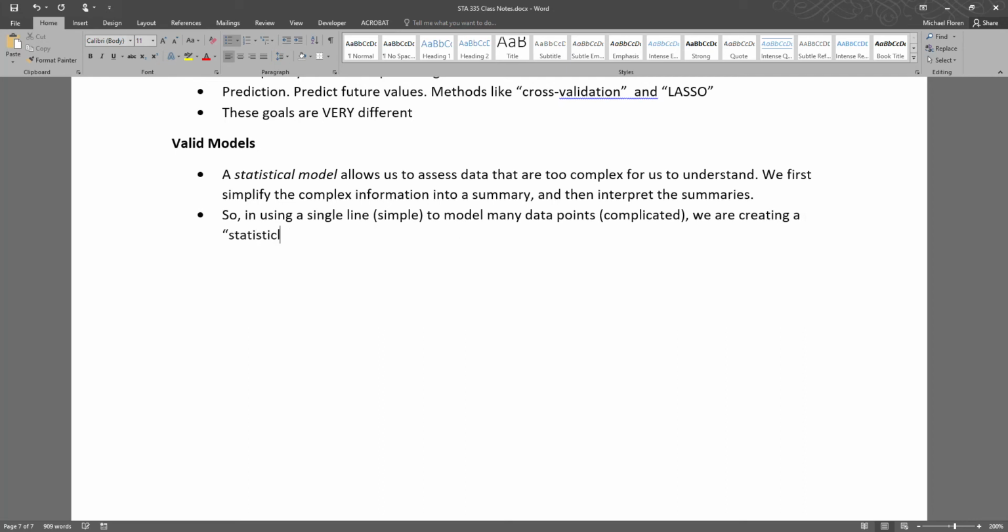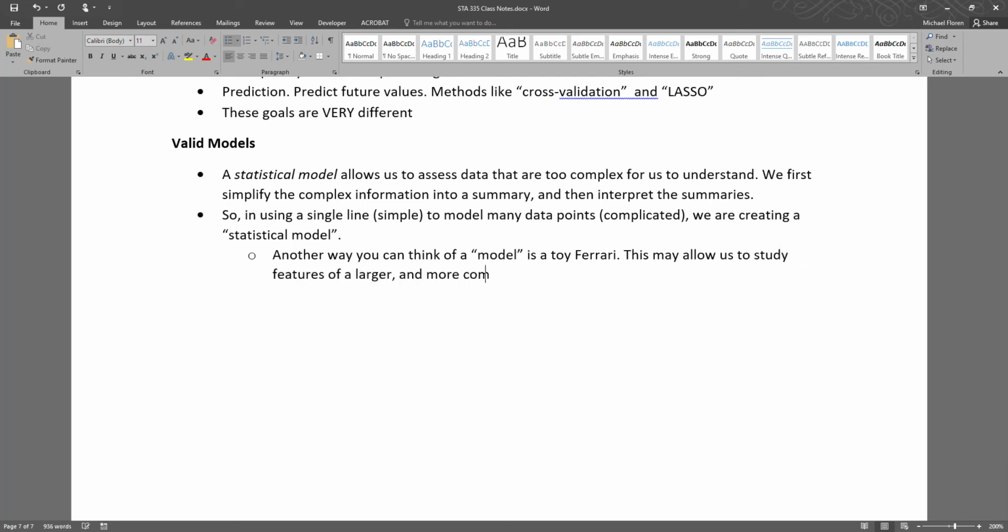and is our first and probably most basic statistical model that we'll discuss. One of the reasons that I like this so much is because it provides a nice visual, which isn't always possible. Another way you can think of this is as a toy car. Let's say a toy Ferrari. This may allow us to study features of a larger and more complex reality that we may not have access to.